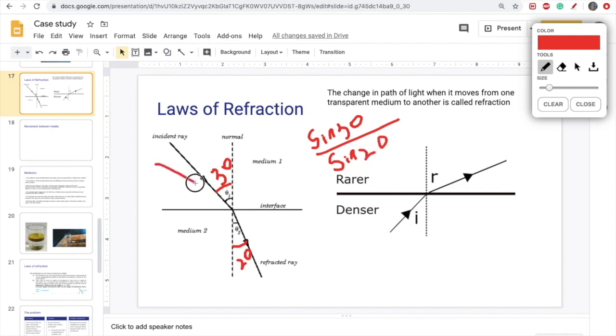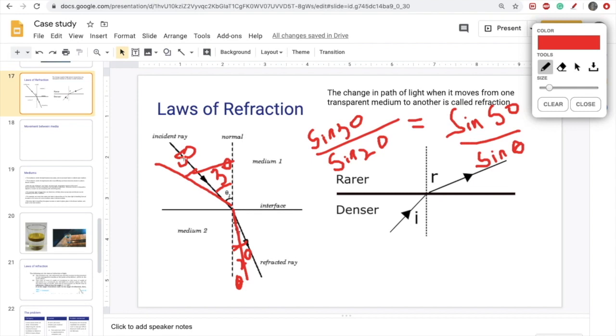Now if it comes at some other angle, for example 50 degrees, then it will bend in such a manner that whatever angle it bends at, let us assume that it becomes theta. Then this constant will again be equal to sine of angle of incidence, sine 50, divided by sine of angle of refraction, sine theta. Okay, so this is what it means.